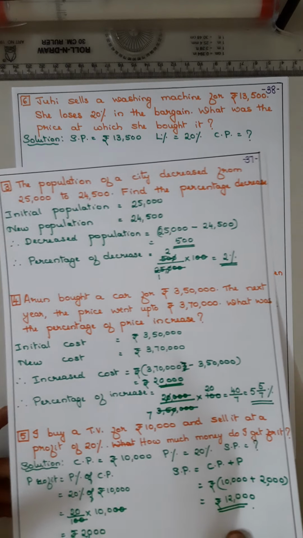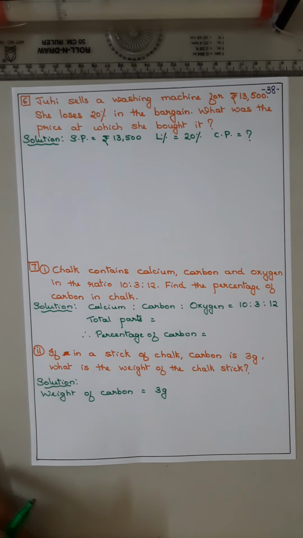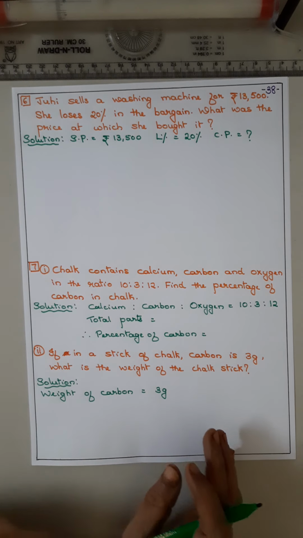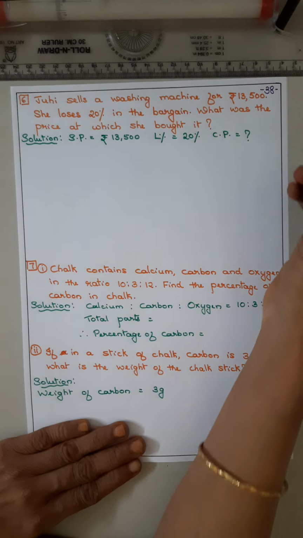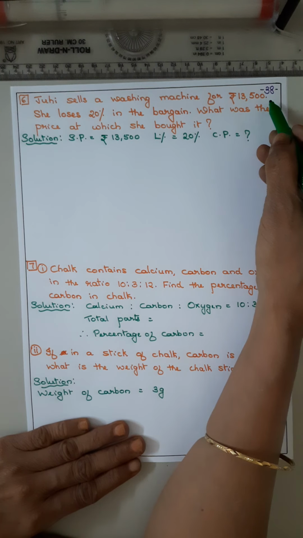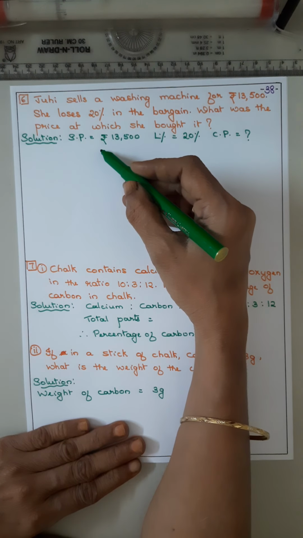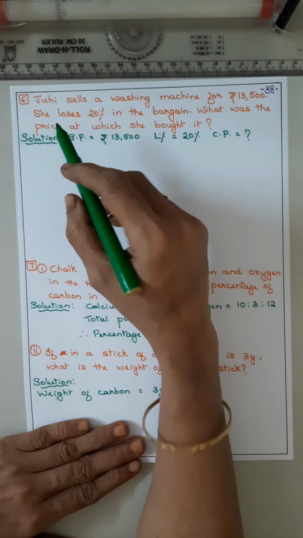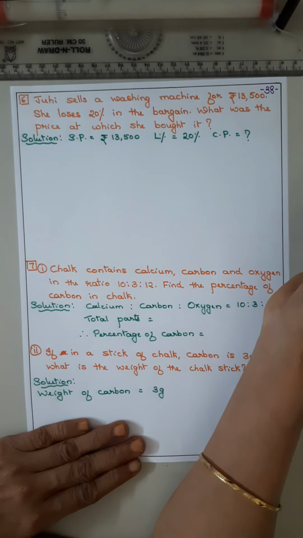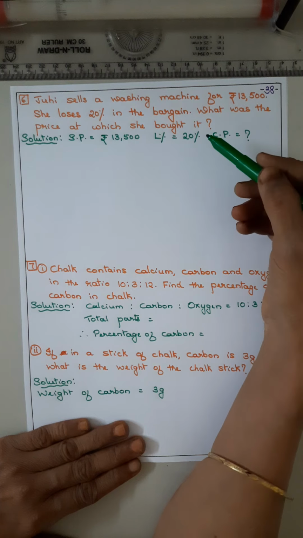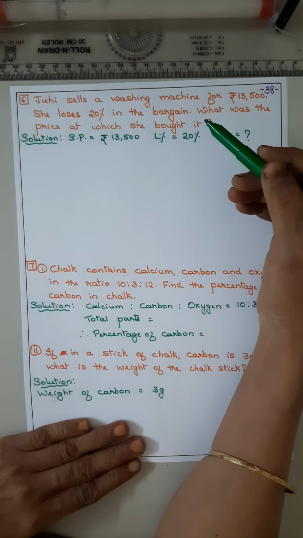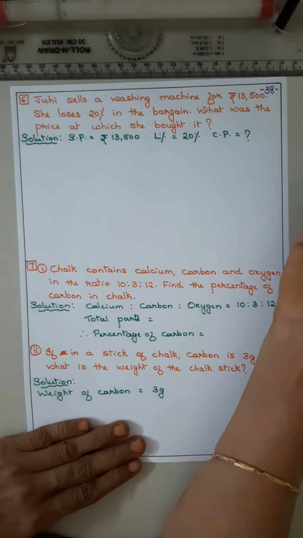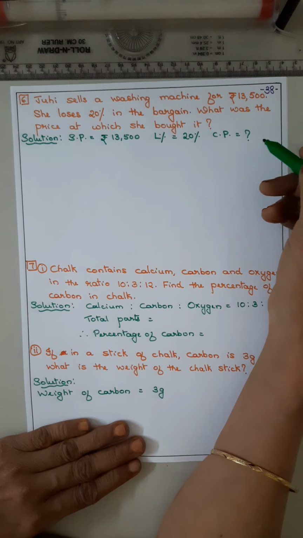Now coming to question number 6. In question number 6, what they have asked, we'll see. Juhi sells a washing machine for rupees 13,500. Sells मतलब क्या दिया है, SP is 13,500. She loses 20% in the bargain. Loses 20% means loss percent is 20%. What was the price at which she bought it? कितने में वो खरीदी, मतलब क्या है, CP.